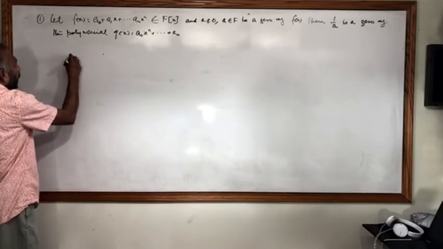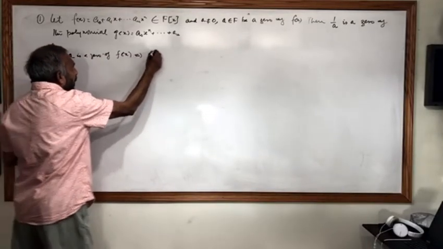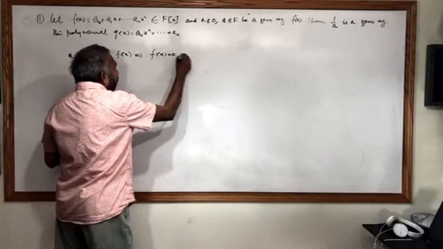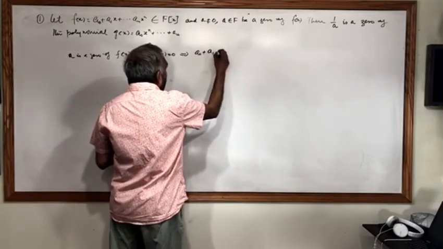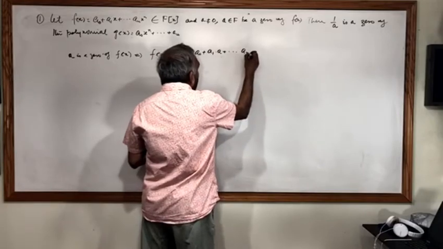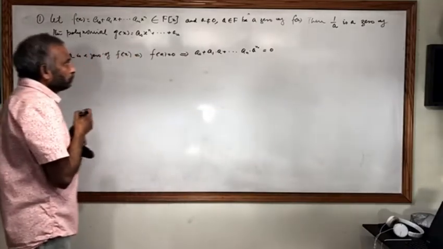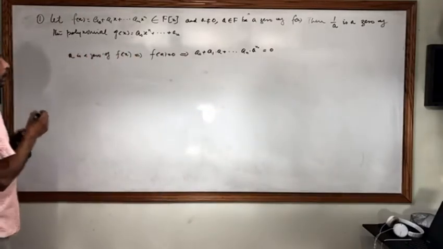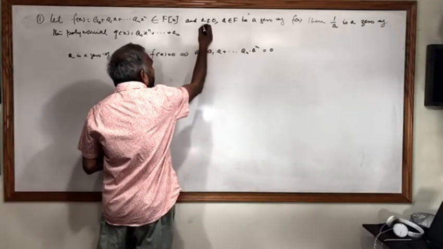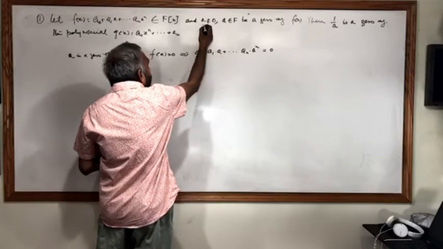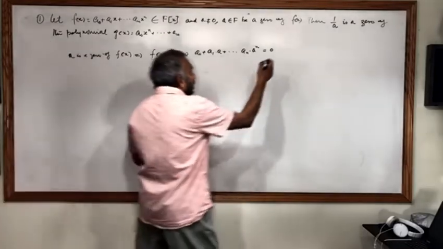a is a zero of f(x) implies f(a) = 0, and that implies a0 + a1 times a + ... + an times a^n = 0. And because a is different from 0 and a is coming from a field, it has a multiplicative inverse. So 1/a exists. So this we'll call equation number 1.